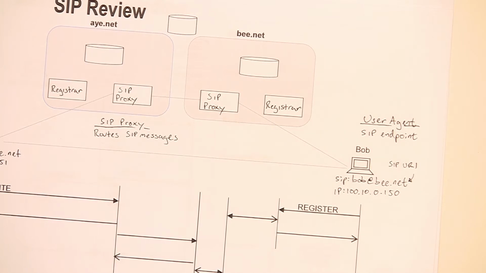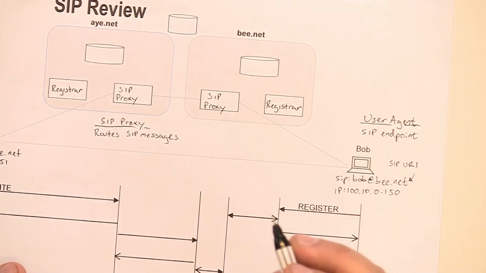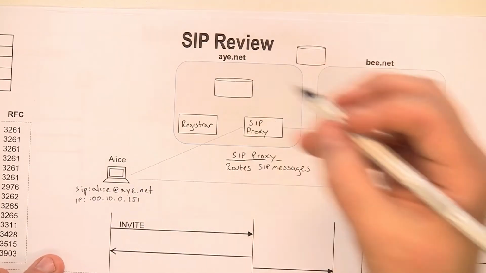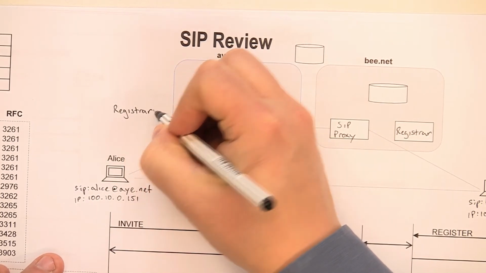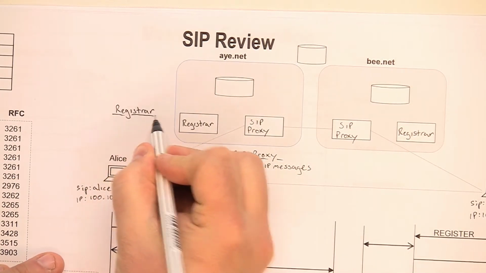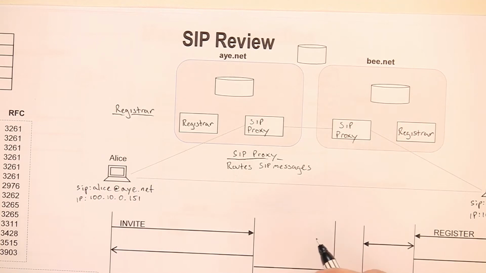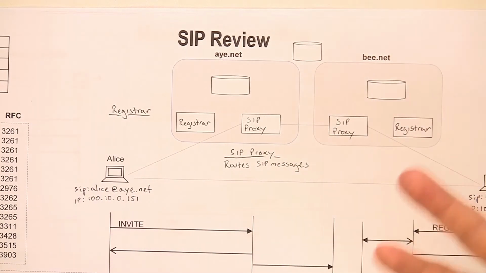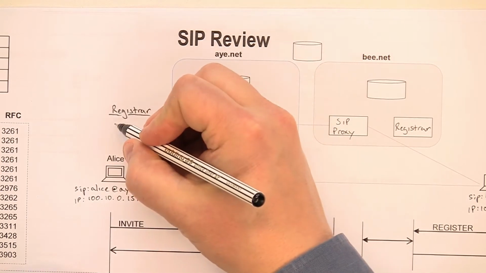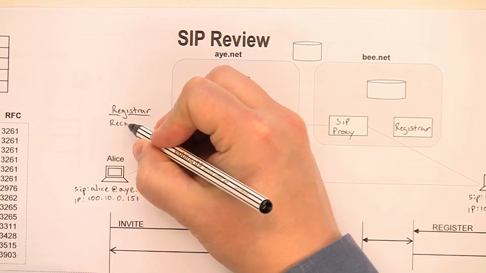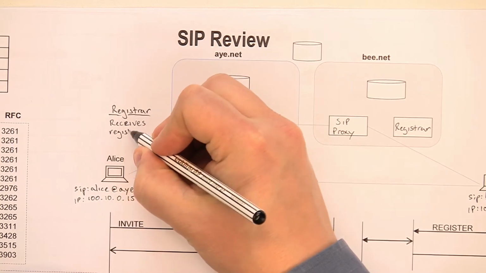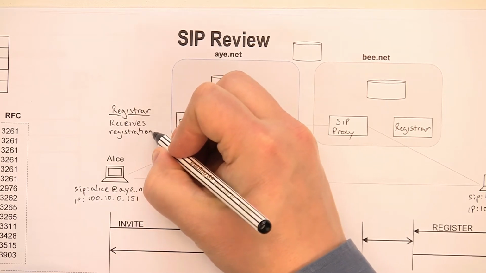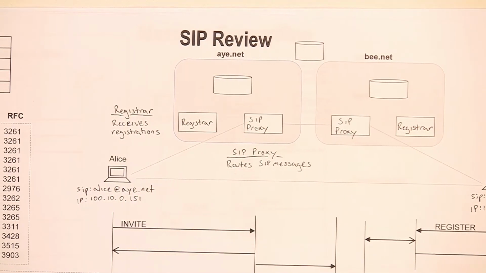All right. Actually, let's make a little note of what a registrar does, so we don't forget. So over here, I'll just put registrar. I will underline it like this, and I will put receives registrations. It's fairly straightforward. It has a good name, but let's just put it down anyway. So receives registrations like this.